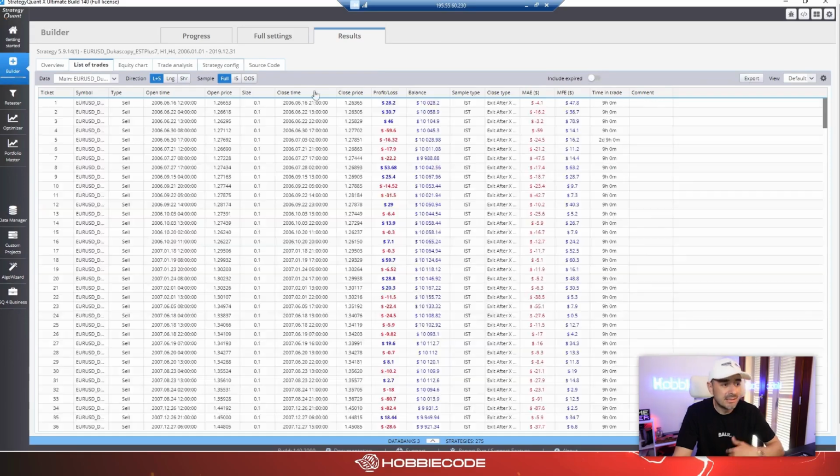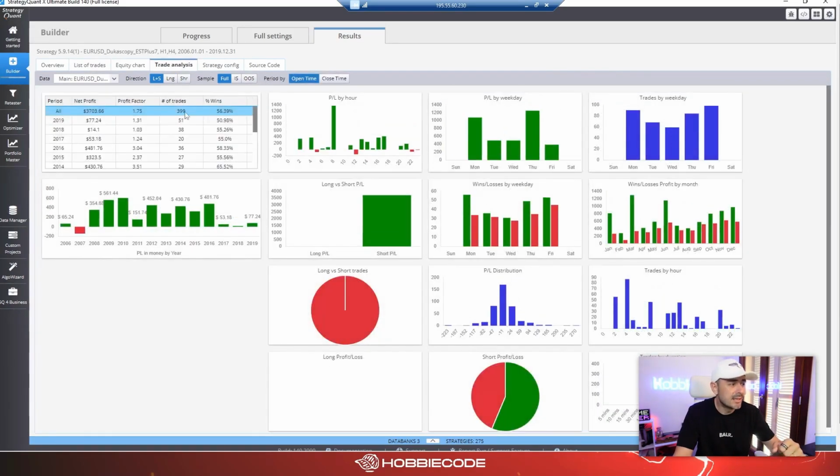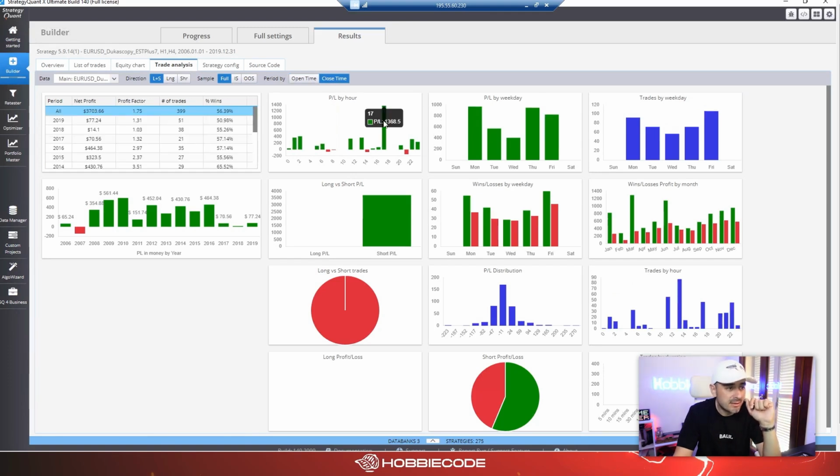Then here we can see the list of operations for this strategy. We can analyze everything. Here we can see a trade analysis. I can see that the vast majority are making money. Operations that open at 8 in the morning, and let's see when they close. They close almost all at 5 in the afternoon. I see that every year more or less makes money.